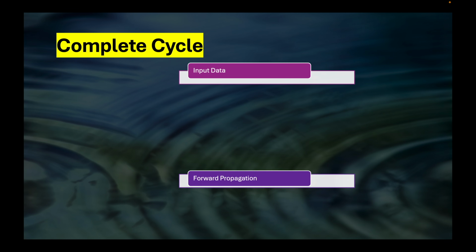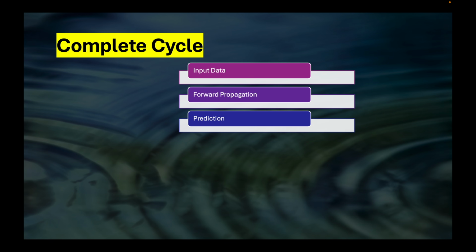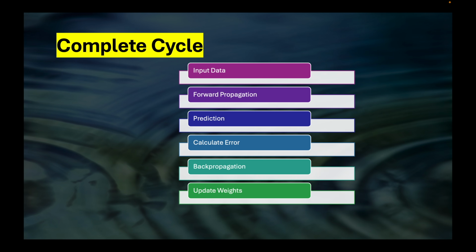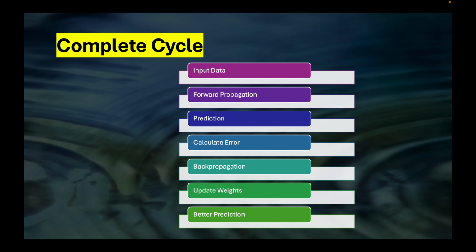Therefore, we get the complete cycle of backpropagation. First there is the input data, forward propagation, prediction, calculate the error, backpropagation, update the weights, and then we get the better prediction.